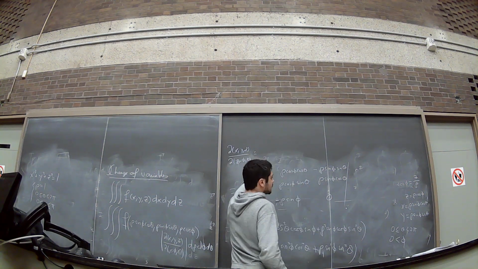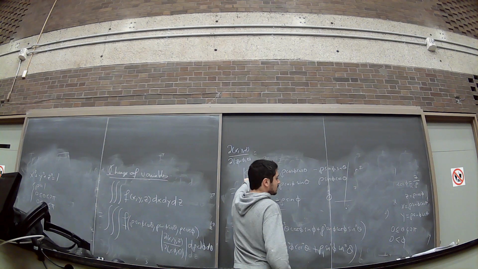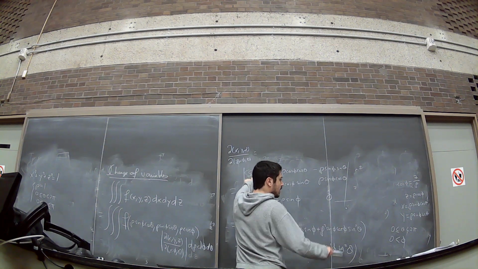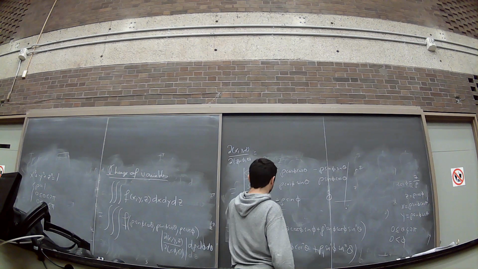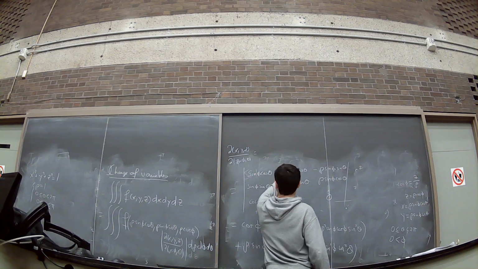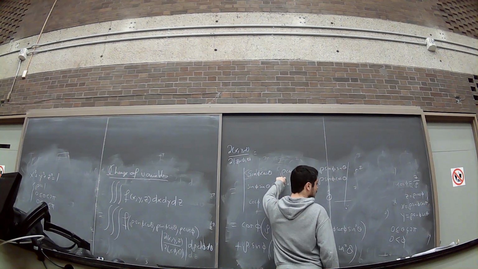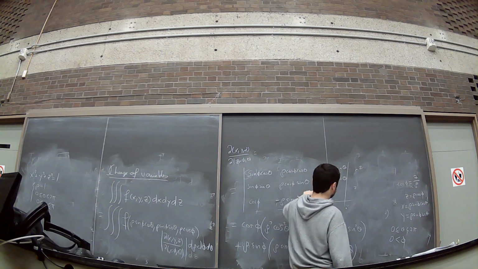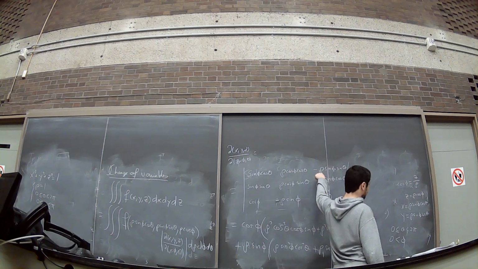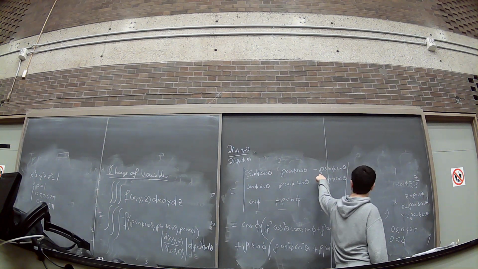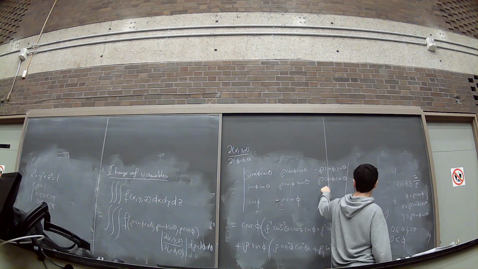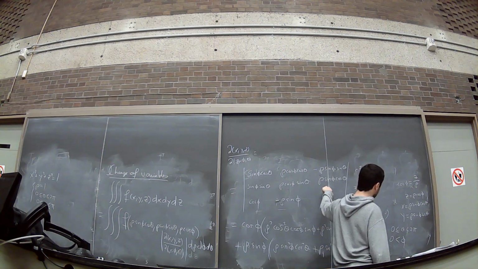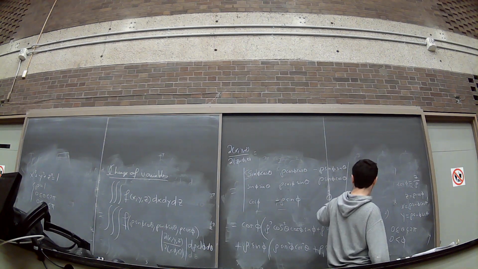Let's differentiate. Del x del rho is sin phi cos theta. Del y del rho is sin phi sin theta, and del z del rho is cos phi. Del x del phi is rho cos phi cos theta, del y del phi is rho cos phi sin theta, and del z del phi is minus rho sin phi. Great. Del x del theta is minus rho sin phi sin theta, del y del theta is rho sin phi cos theta, and del z del theta is 0.